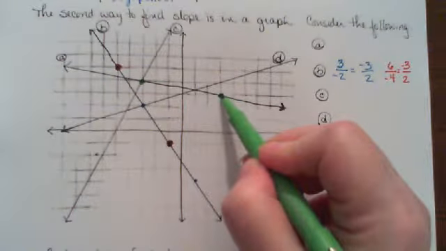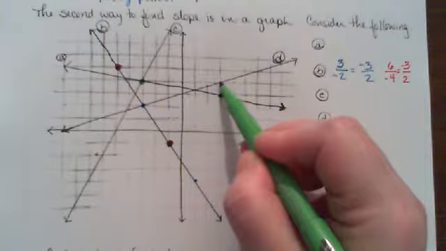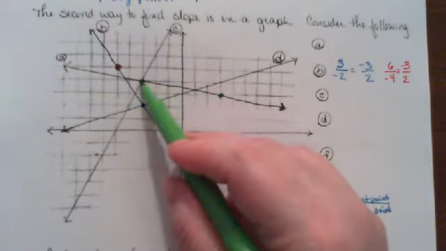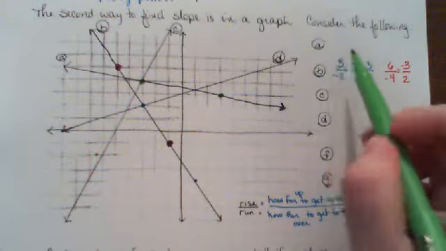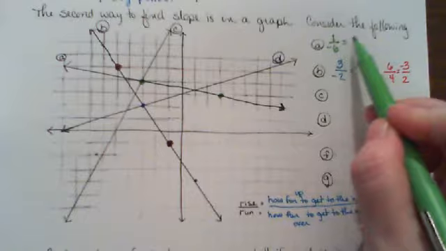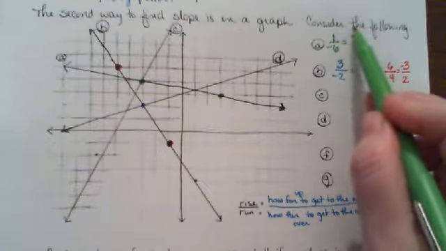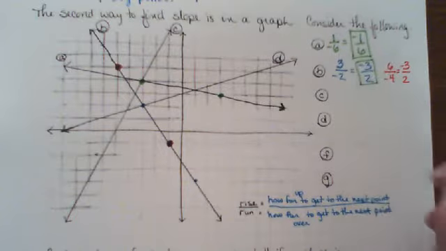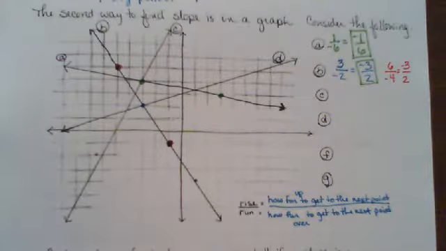So when I go up 1, and then I go to the left 1, 2, 3, 4, 5, 6. A was up 1, back 6, that's negative 1 over 6. You try C and D.